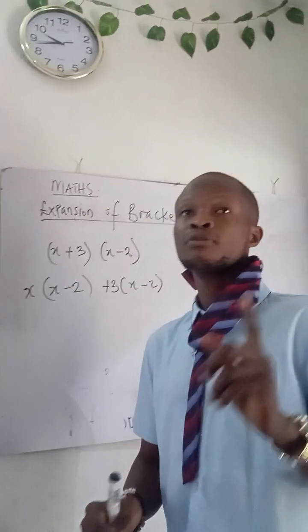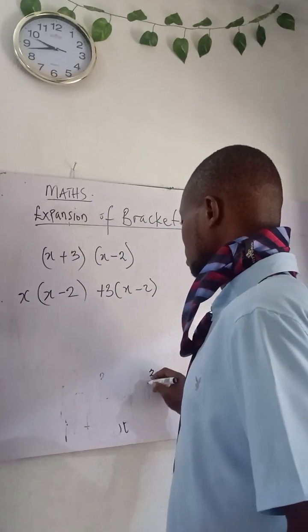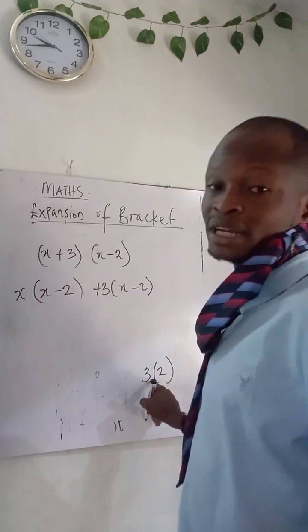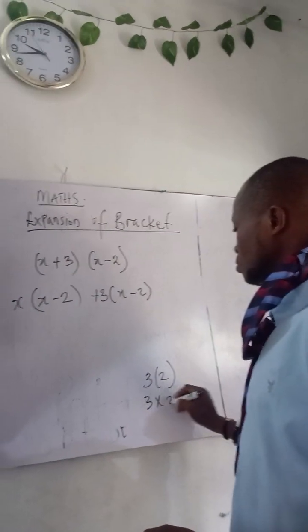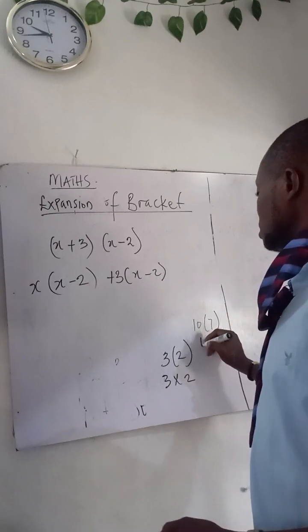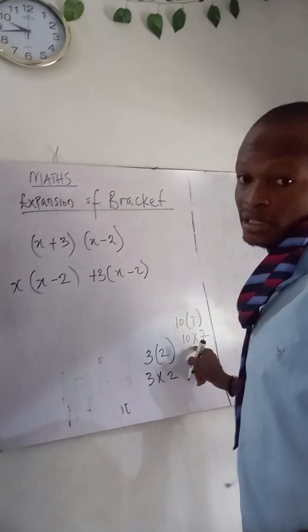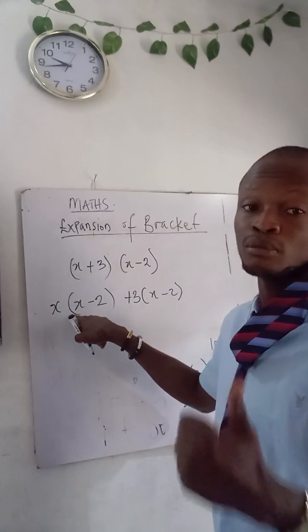Now, please don't forget that in mathematics, whenever you see brackets, let's say 3 bracket 2, bracket means multiplication. Multiply. That means 3 times 2. If you see 10 bracket 7, bracket means 10 times 7. Is that okay? Now, I believe you are following. So this bracket here simply means multiplication.